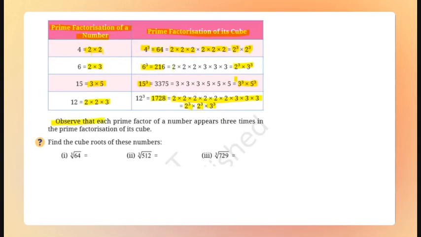Now observe that each prime factor of a number appears 3 times in the prime factorization of its cube. So example से हमने ये observe कर लिया है. So the question is find the cube roots of these numbers. 64 का cube root निकालना है, 512 का and 729 का cube root हमें निकालना है.